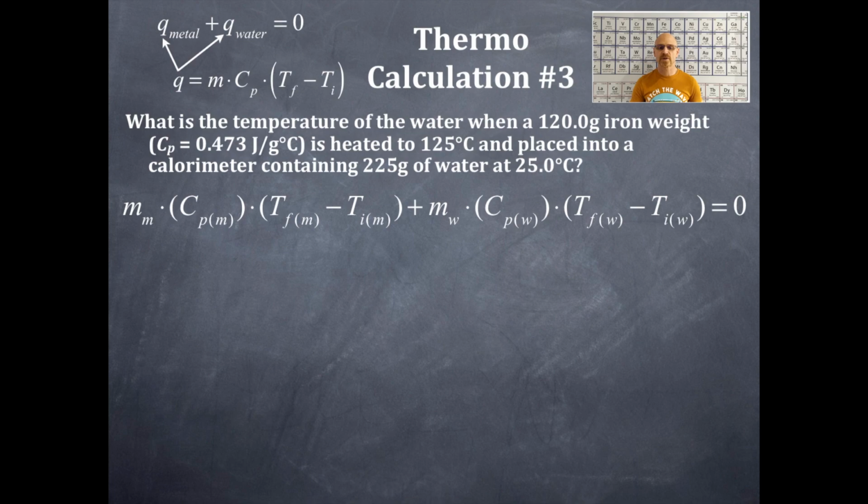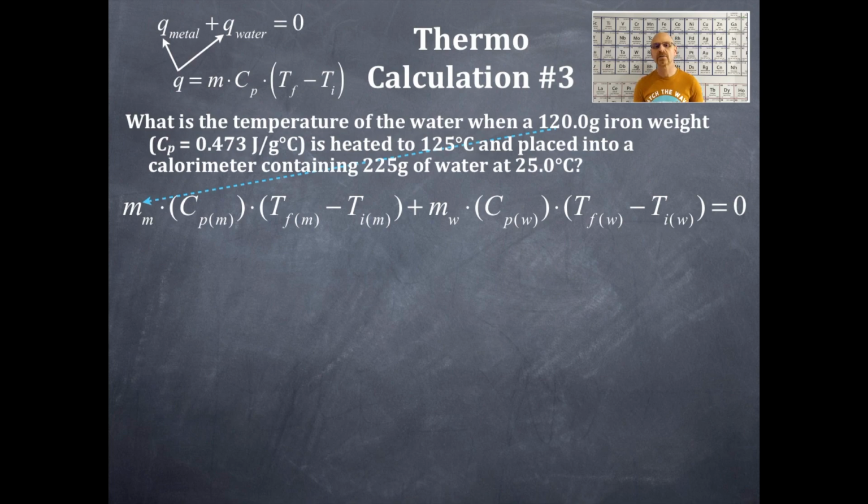So I have m for the metal, and notice that I've included the lowercase m's for the metal and the w's for the water. So that's m times Cp for the metal times T final for the metal minus T initial for the metal, plus the mass of the water times the specific heat capacity for the water times the temperature final for the water minus the temperature initial for the water. This is summing up to, of course, 0. Now we're going to figure out where the numbers belong in this equation from that information.